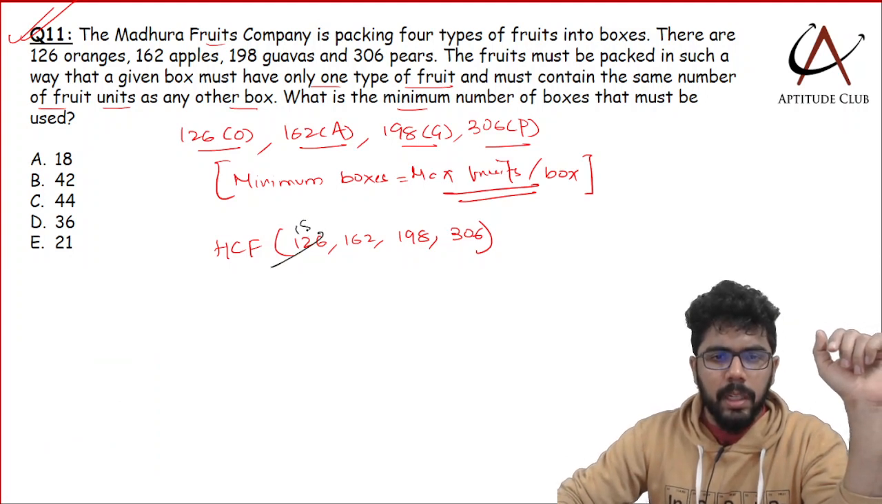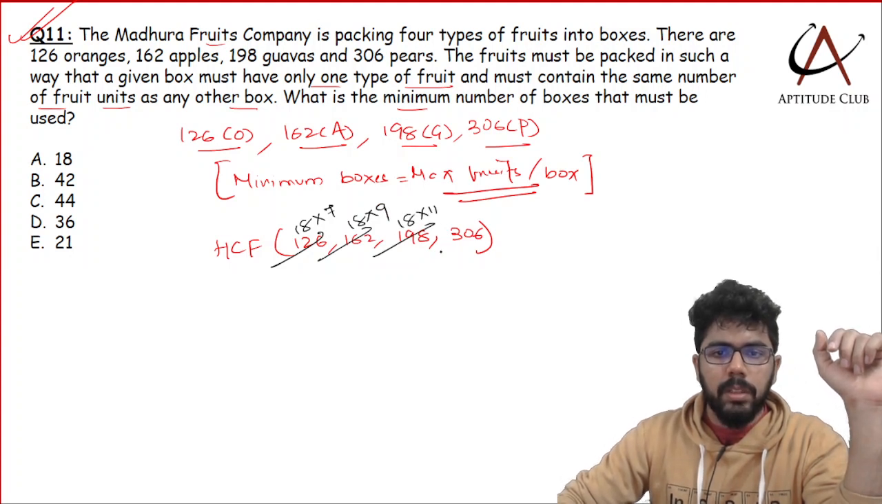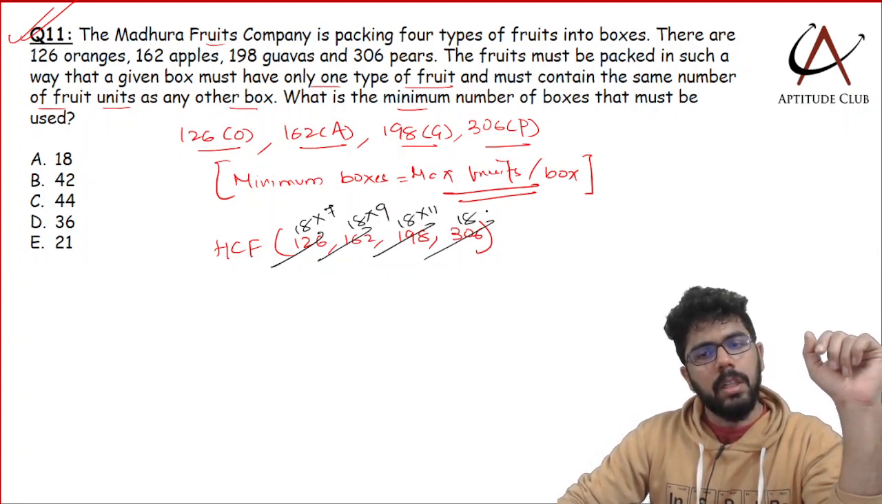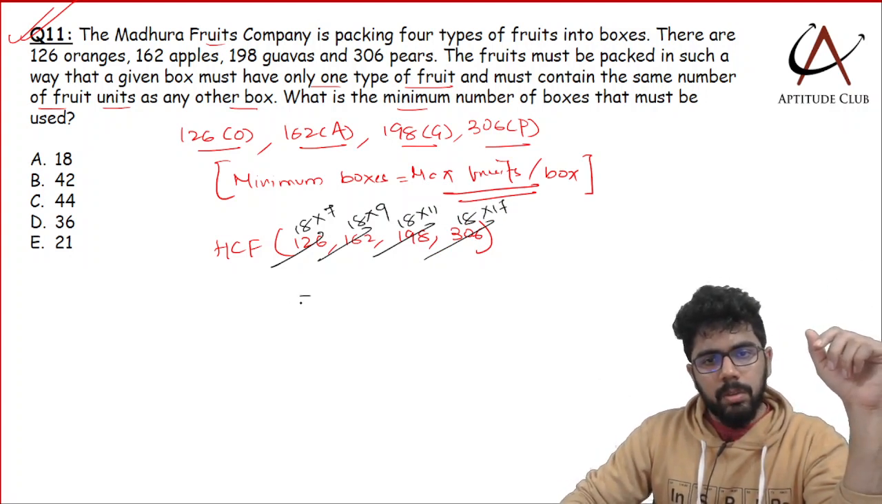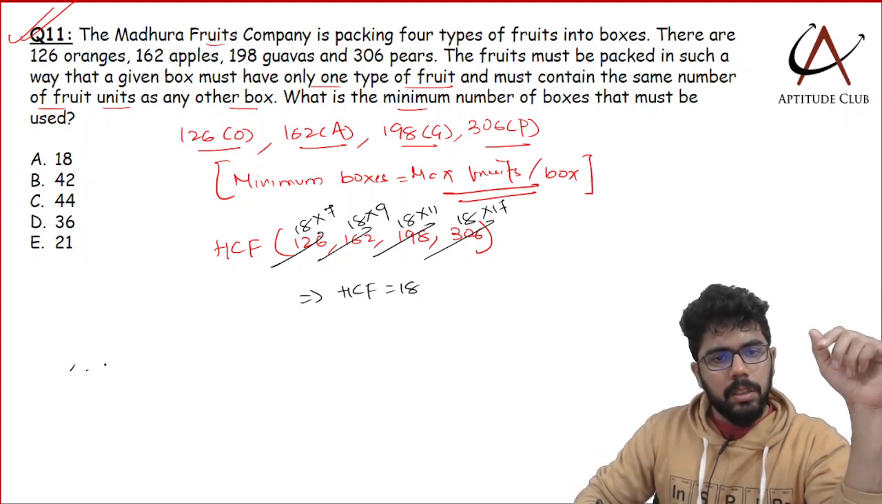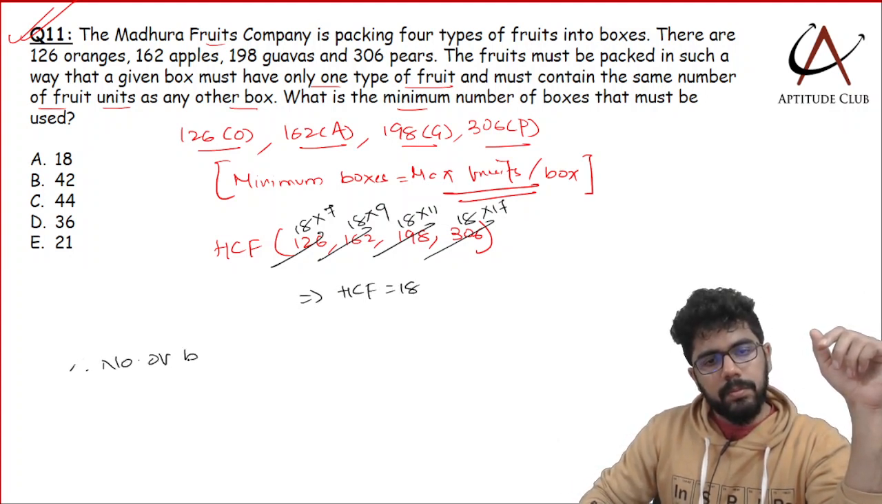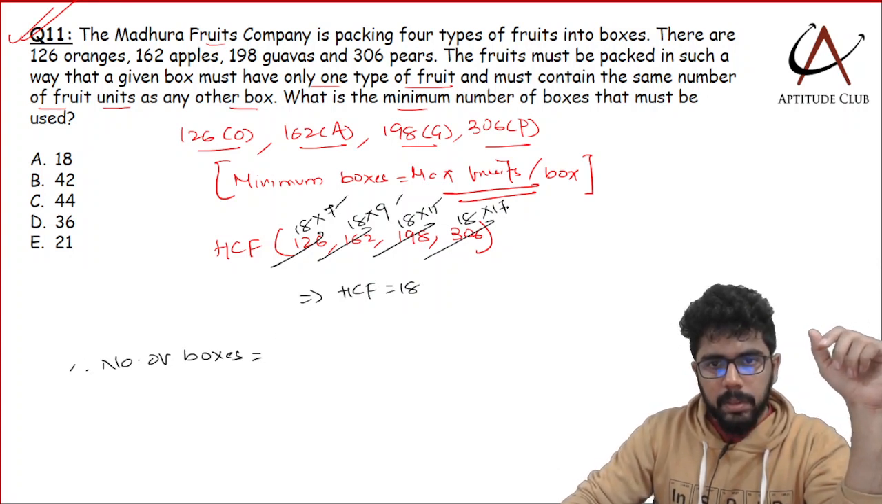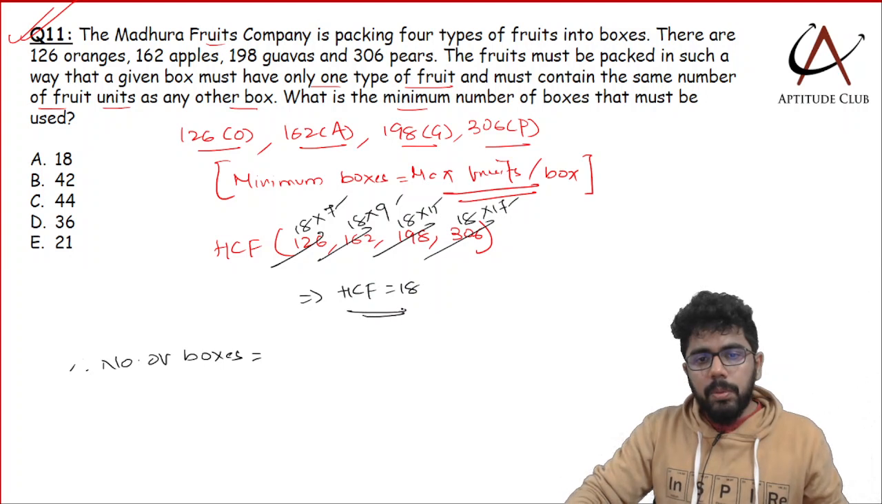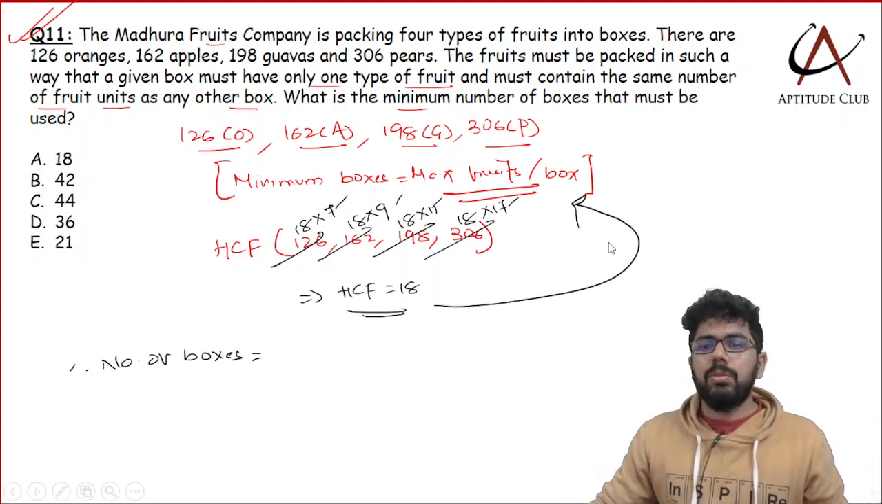So this is like 18 into 7, this is 18 into 9, 18 into 11 and this is 18 into 17. So I got that. Okay, HCF is definitely 18. Hence the number of boxes is 7 plus 9 plus 11 plus 17. If in each box you are putting 18, that is the maximum number of fruits per box.